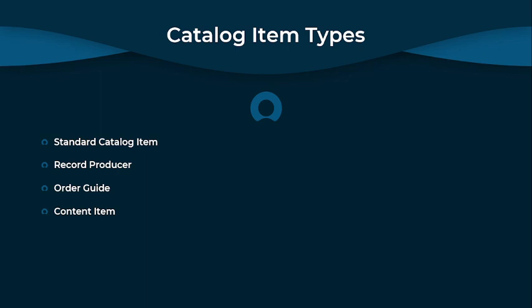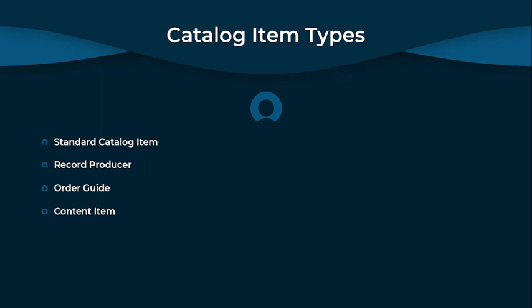Then order guide. An order guide is a collection of related catalog items grouped together to guide users through a series of steps or selections when making a request. It allows users to select multiple items or options within a guided workflow, helping them navigate complex service offerings or request processes. Order guides are commonly used for requesting bundled services, multi-step processes, or customizable service packages.